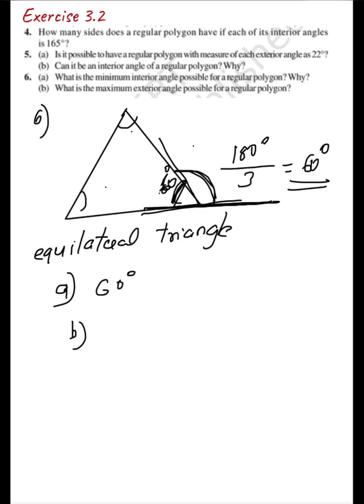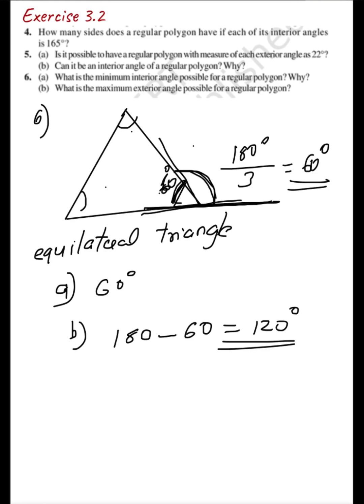So what will be the exterior angle if the interior angle is 60 degrees? Exterior angle can be easily found out by just subtracting 180 minus 60. What is 180 minus 60? It's 120 degrees. So the measure of maximum exterior angle possible for a regular polygon is what? 120 degrees. Understand? Maximum exterior angle possible for a regular polygon is 120 degrees. Actually, the answer for B we are getting from the first question itself. But you should be able to understand the concept, okay?